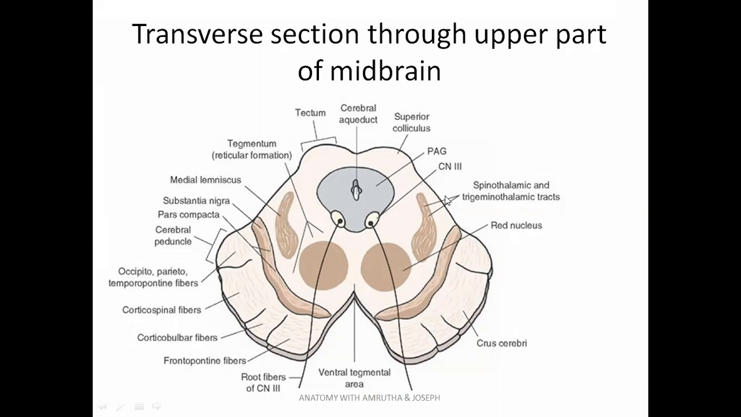So this is what is happening here. Spinothalamic tract. We have seen the spinothalamic tracts, right, which carry pain and temperature sensations. Trigeminothalamic tract. These are the tracts which are taking sensation from the trigeminal nuclei to the cerebral cortex. So that is the trigeminothalamic tract. So a lot of tracts could be seen in this area. You can also see the reticular formation in the tegmentum.